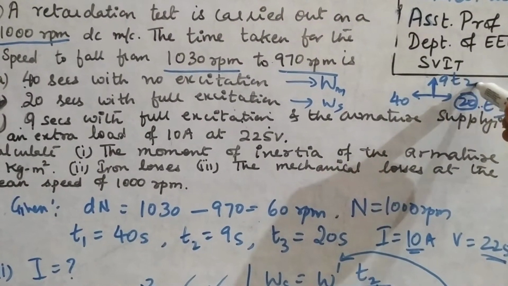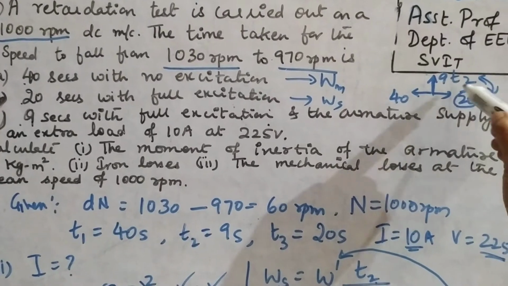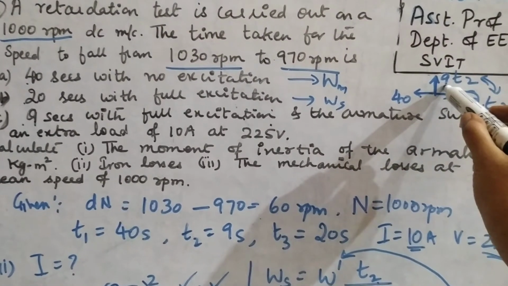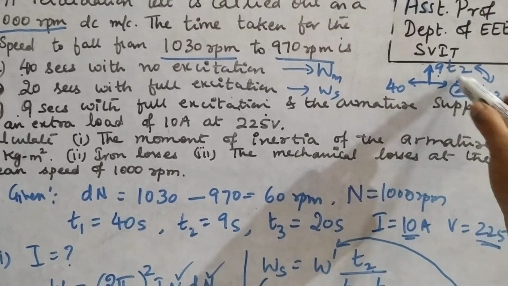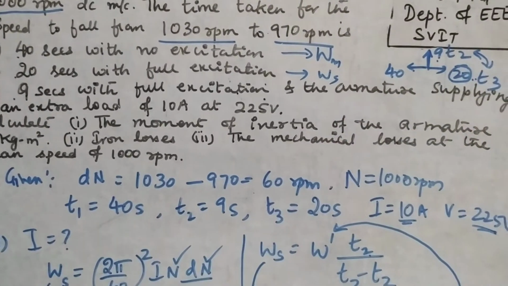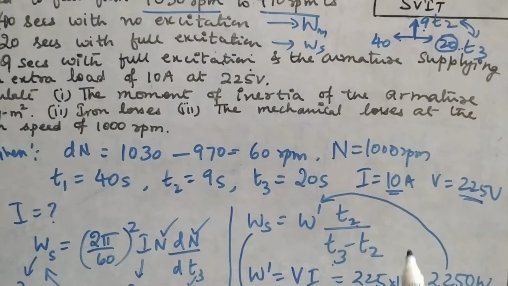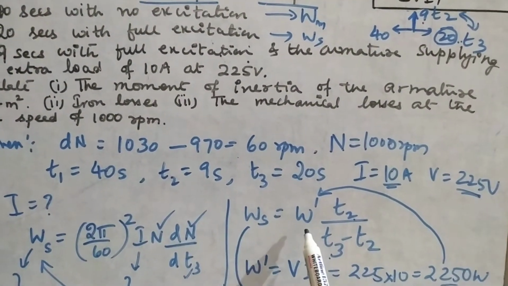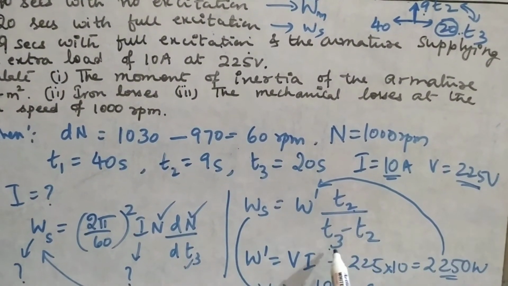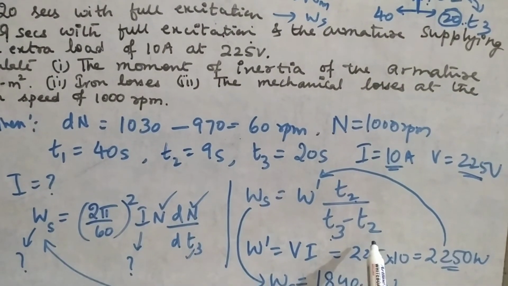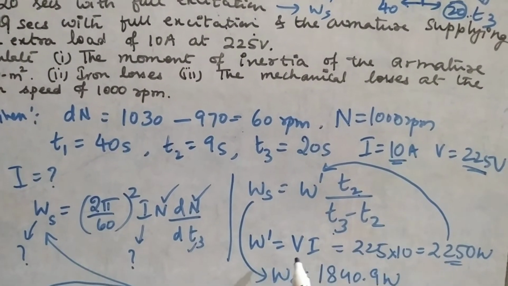This time is t2. So intermediate of these, that means we have to cross the 9 seconds, right? That is why we have to take the difference of these two time intervals, 20 and 9. So therefore t2 is 9. So it will be written as W dash into t2 divided by t3 minus t2. Okay, getting that value, right.